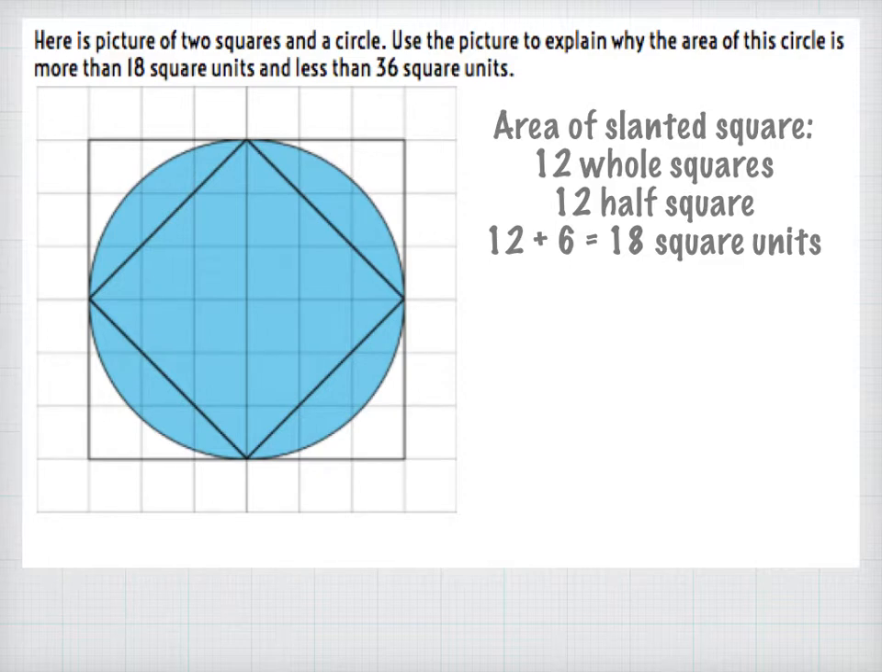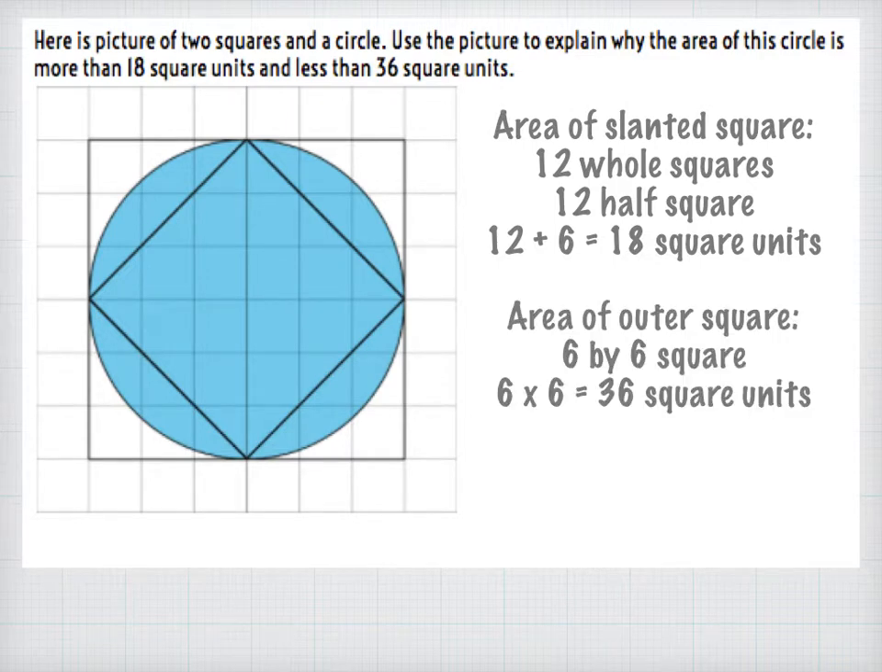Then if I look at the large outer square, I notice that it is a 6 by 6 square. If I then am going to do the area of that, 6 rows and 6 columns, an array of 6 times 6 will give me 36 square units, and that tells me then that the area of that outer square would be 36 square units.